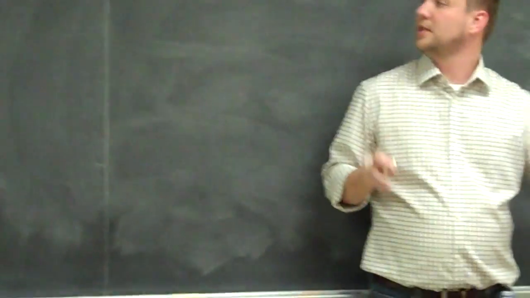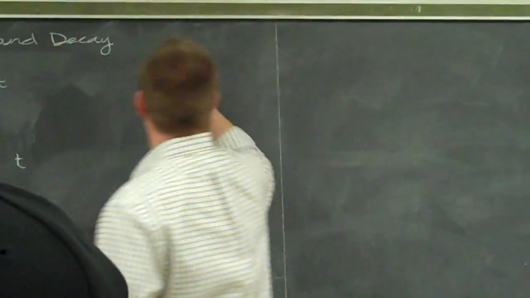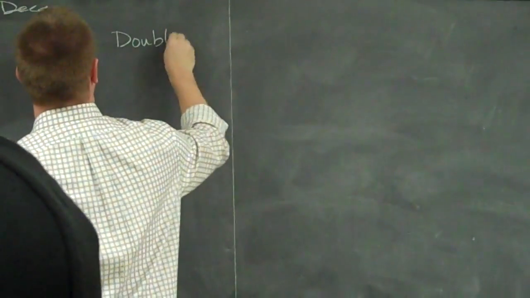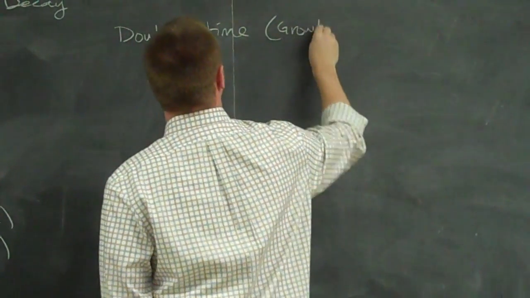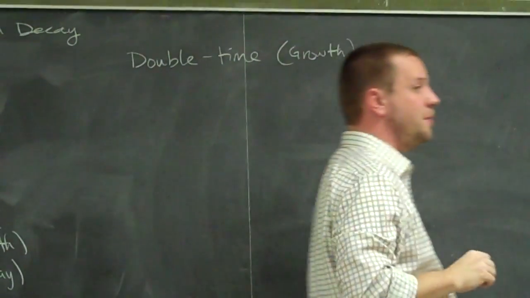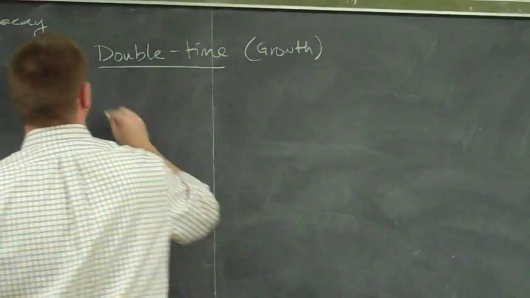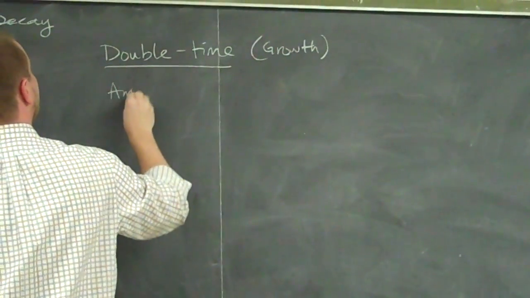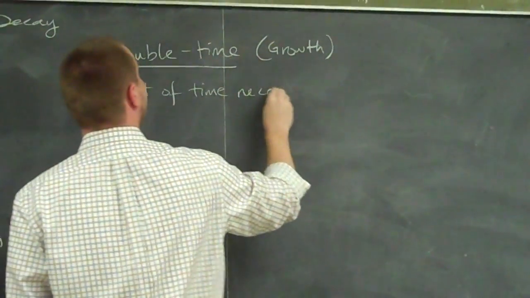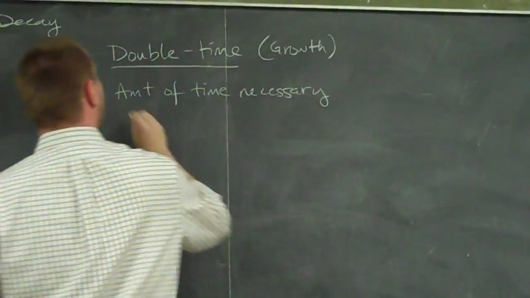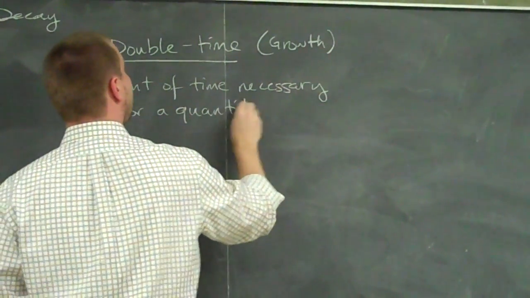Now, two quick definitions. There is something that we commonly call the double time. And these are for growth problems. And the double time is appropriately named. This is the amount of time necessary for a quantity to double.